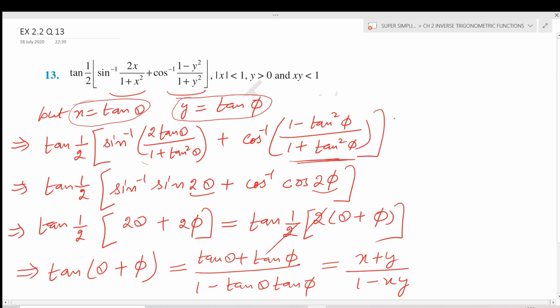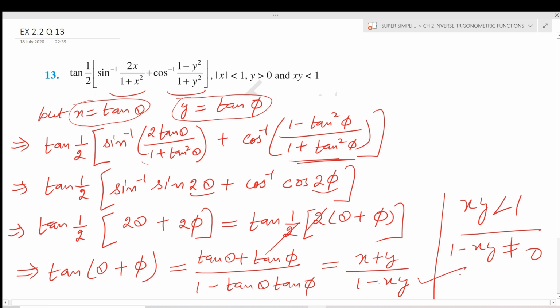And also you can see it is given in the question that xy is less than 1. So this is applicable. Since xy is less than 1, 1 minus xy is not 0. So therefore this is the correct solution.